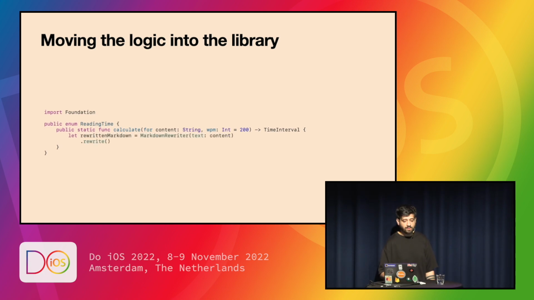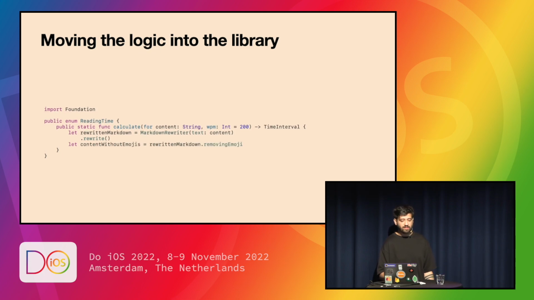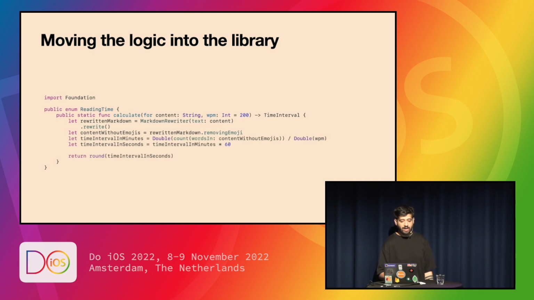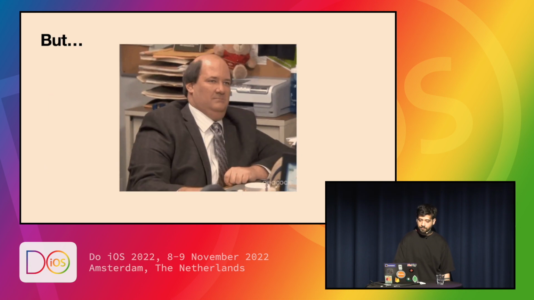So first thing to do, as I said, I wrapped Swift Markdown around my own class, a rewriter, so I could remove the link URLs and just keep the titles, and remove the images so they wouldn't count towards the word count. And then I do pretty much the same as the script did. So I remove the emojis, didn't want to count them, get the time interval in seconds, and then instead of formatting the string, I just return a rounded version of it. So that's it, just return some seconds from a Markdown string.